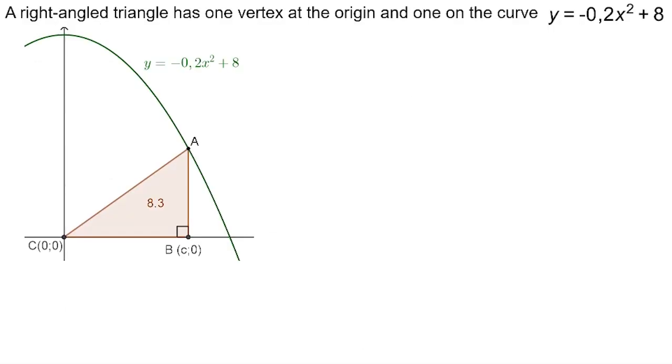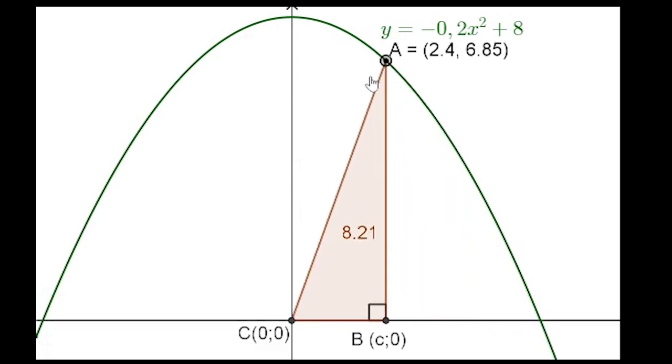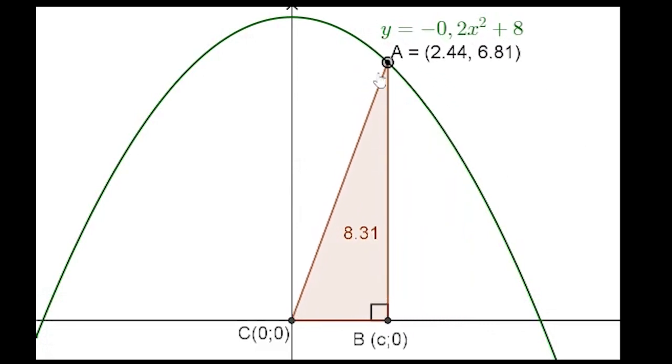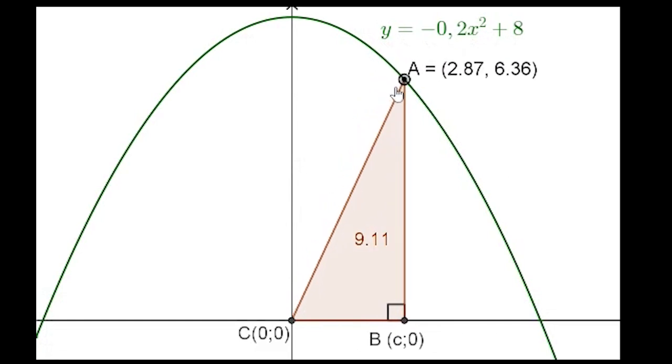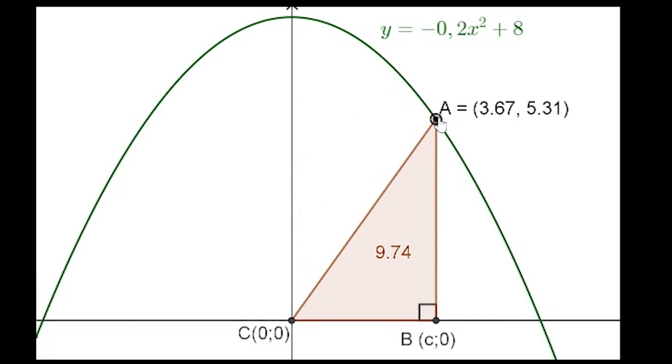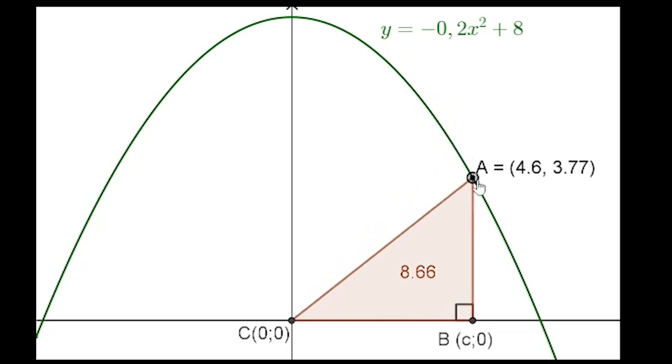The last question we're going to look at is this one. A right-angled triangle has one vertex at the origin and one on the curve, negative 0,2x squared plus 8. Let's just have a look at what this looks like. Here we've got a simulation of this, and we can see that as we move along, the height is decreasing, but the base is increasing. The area is actually getting bigger, and we seem to be able to get the area to about 9,74 when we've got about 3,6. And then it starts to get smaller again.